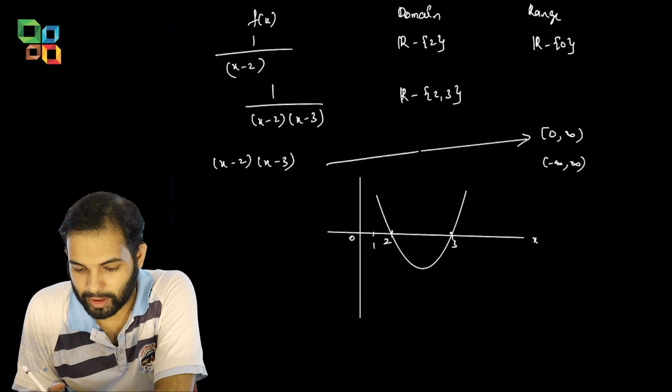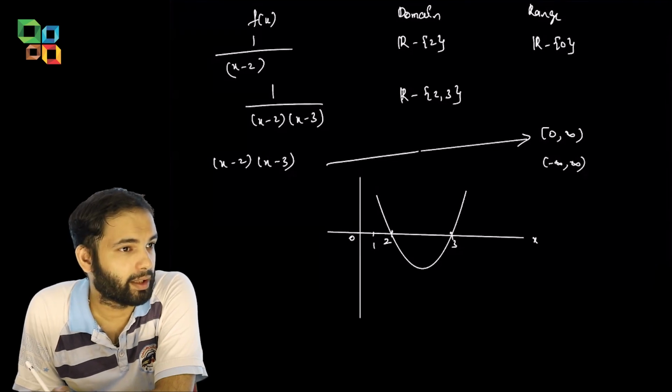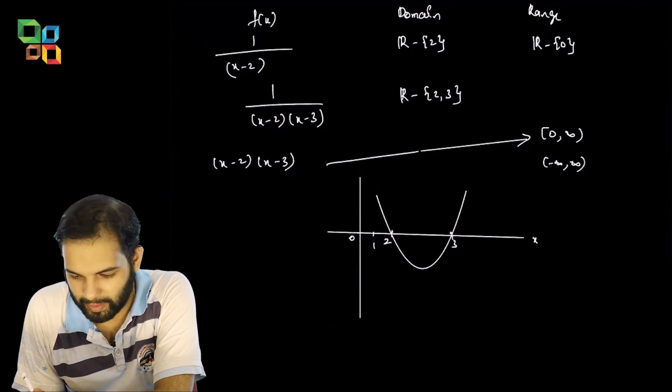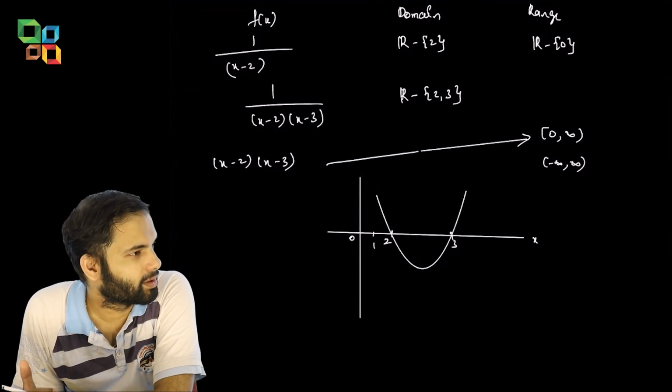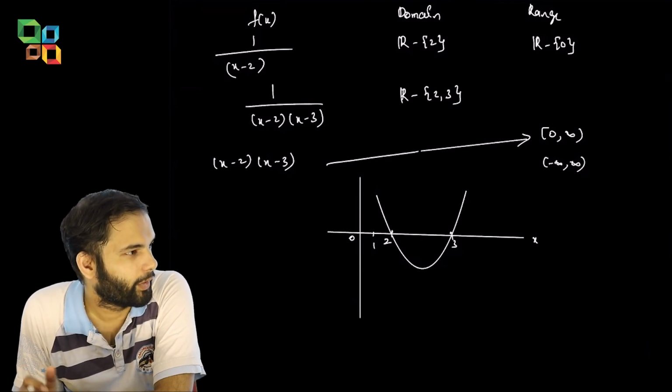You're just doing a rough sketch, right? Fine. So you're saying the range is minus infinity to infinity. From the graph, does it look like that? What do you mean by range? In the graph, if I draw a function, what do you mean by range?